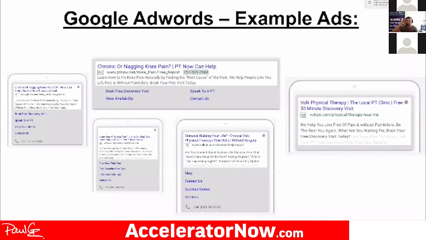So here's some examples, some ad examples of different clinics. I'm just going to share with you five or six there. We can run ads for chronic knee pain. We can run ads for a stenosis. We can run ads for discovery visits. And we see different web pages respond differently, but so on and so forth. But really, if somebody's searching for physical therapy or types in chronic knee pain, what to do about it, PT now comes up first. Chronic or nagging knee pain.